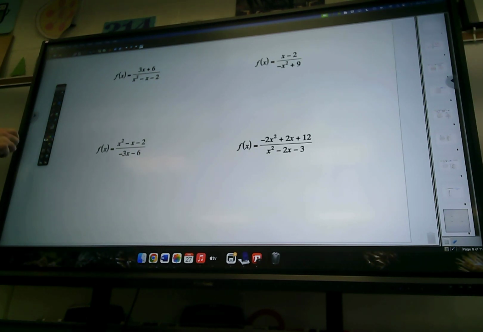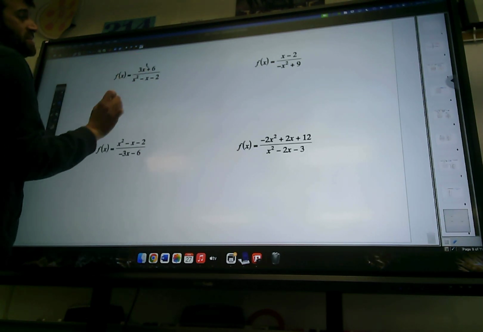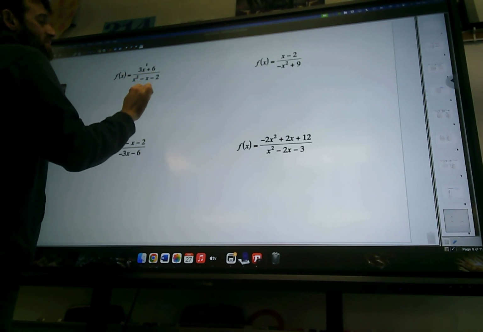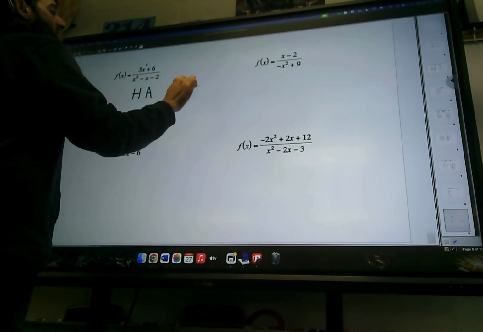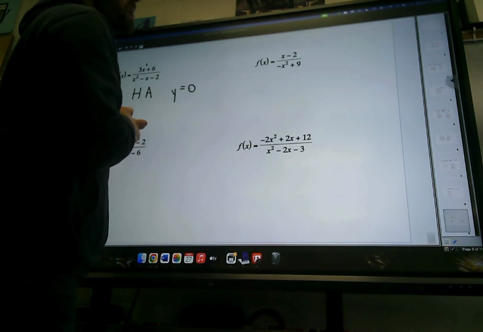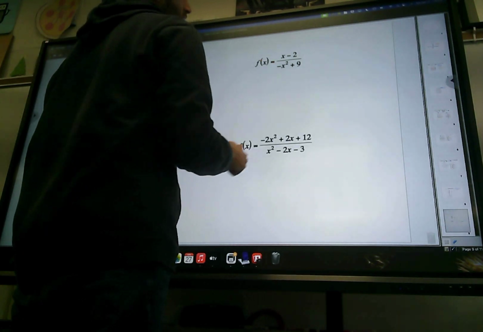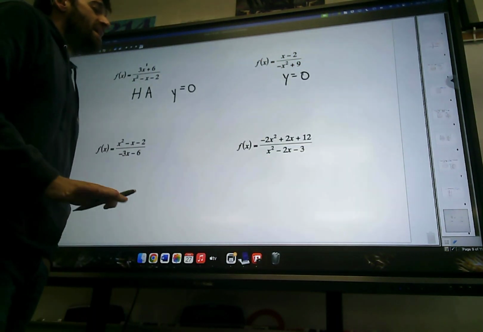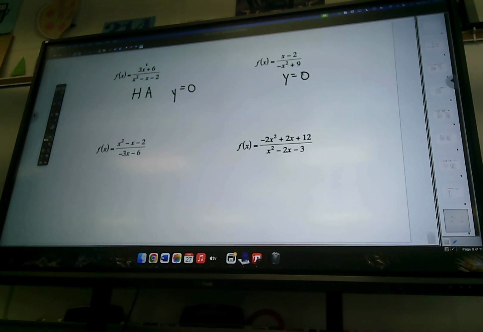Now, on the first one, 3x plus 6 over x squared minus x minus 2, the degree of the top is 1. The degree of the bottom is 2. The horizontal asymptote is at y equals 0 because the degree of the bottom is larger. Same thing here. The degree of the top is 1. Degree of the bottom is 2. Doesn't matter anything else. That is at y equals 0. Again, if you wanted to graph these, it would show you that.